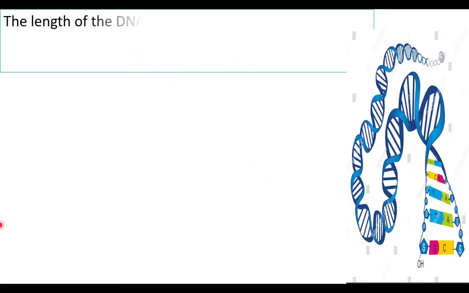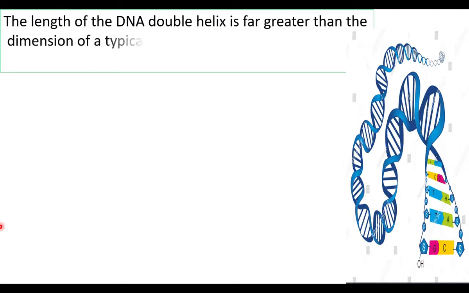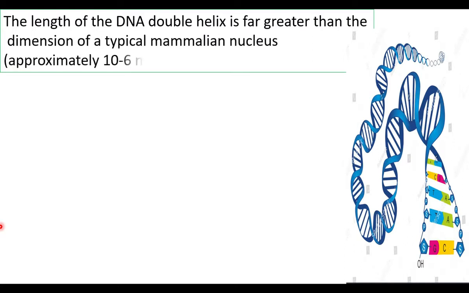The length of the DNA double helix is far greater than the dimension of a typical mammalian nucleus, approximately 10 power minus 6 meter. The size of the mammalian nucleus is 10 power minus 6 meter, but the length of DNA is greater than the dimension of the nucleus.